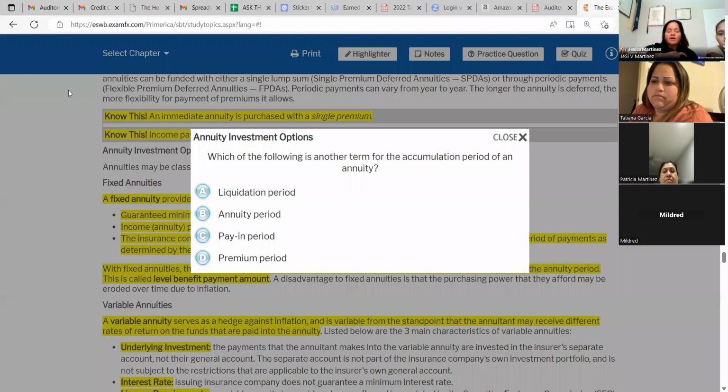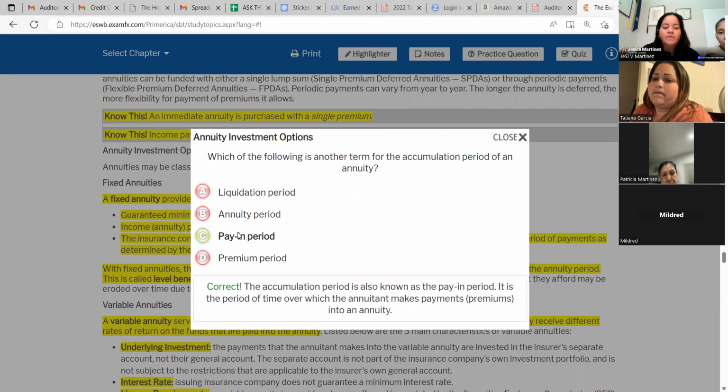No, so we're talking about the curve, basically. So accumulation period, we're paying into that account. So the accumulation period is also known as pay-in. It is a period over which the annuitant makes payments in.